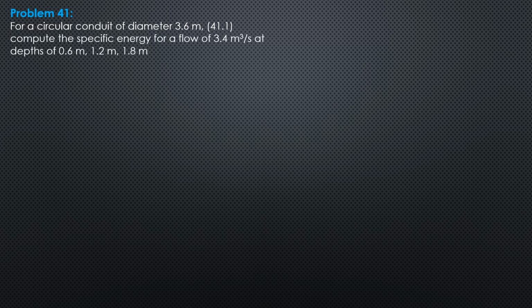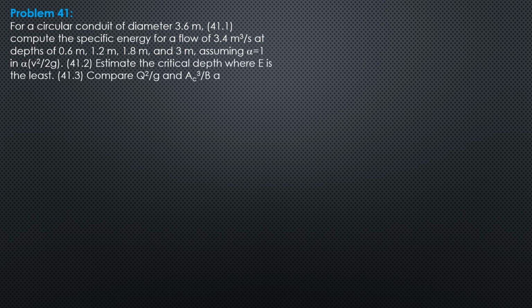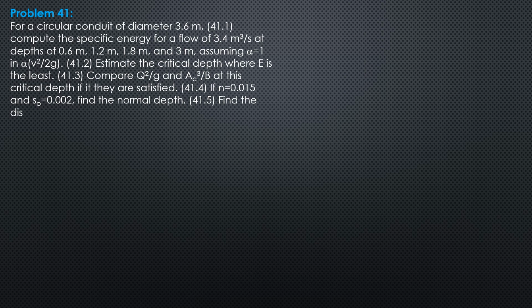Example 41. For a circular conduit of diameter 3.6 meters, compute the specific energy for a flow of 3.4 cubic meters per second at depths of 0.6 meter, 1.2 meters, 1.8 meters, and 3 meters, assuming alpha is 1 in alpha velocity head. Then, estimate the critical depth where E is the least.